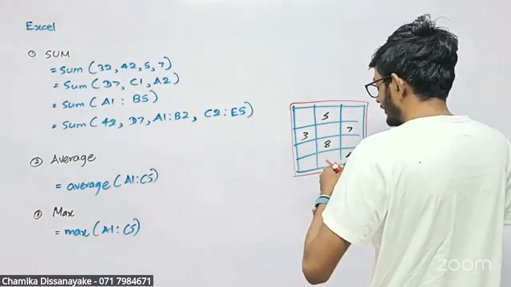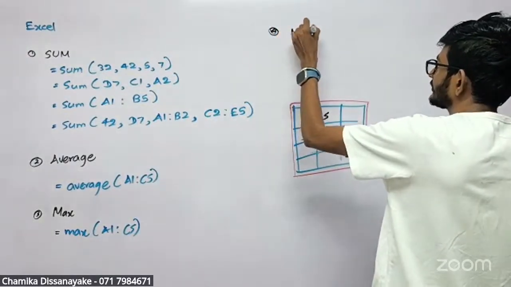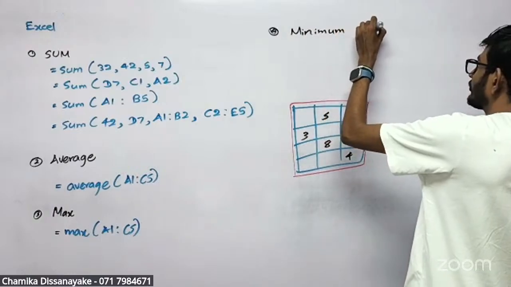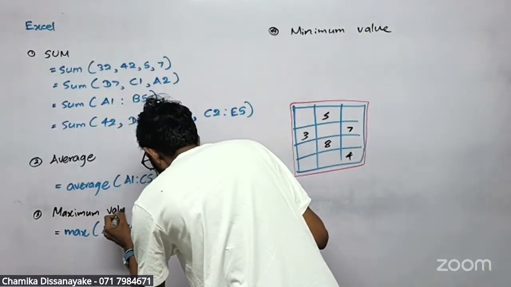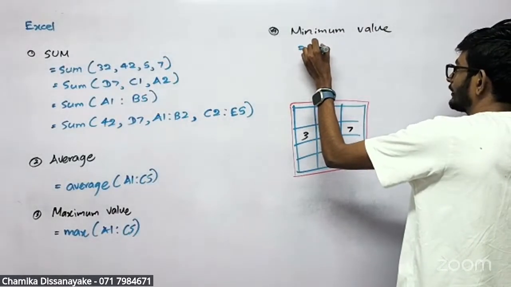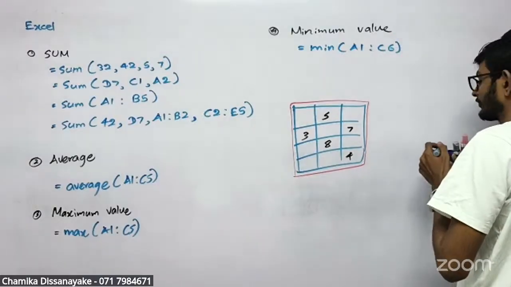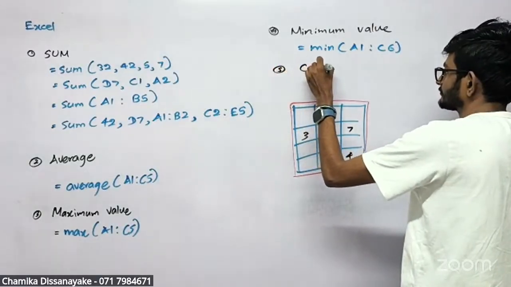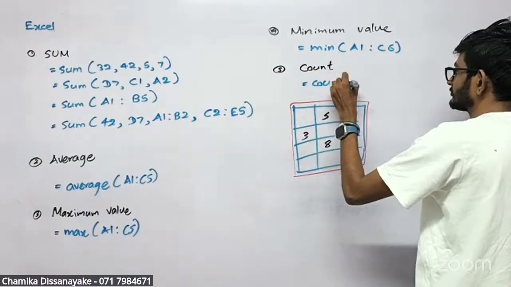It will return the value. Okay, so then the next one, the fourth one, is the minimum value. This is the maximum value. For the minimum value we can write equal min and the cell range. Okay, the last one is count. We can just write count and the cell range.